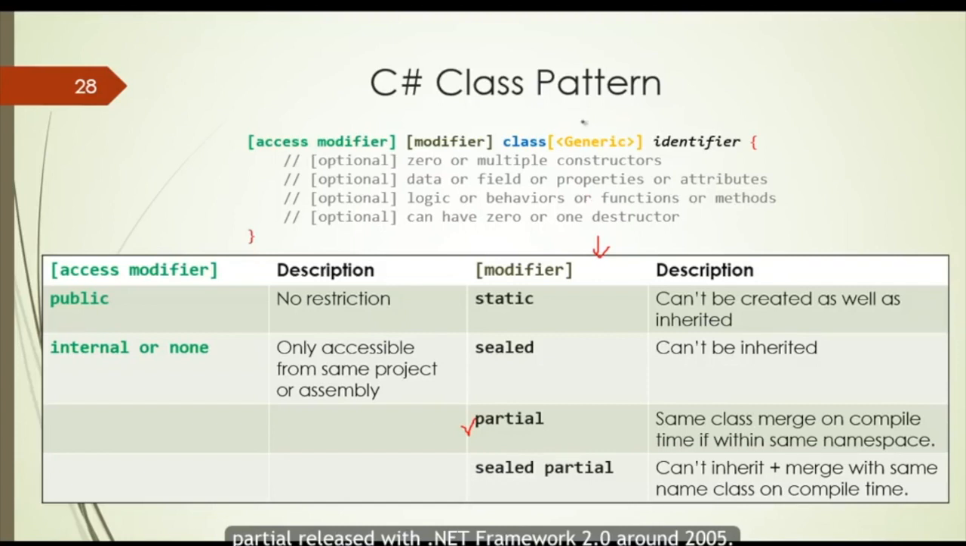What partial does is, if you have classes in the same namespace, at compile time they're just merged. If you go to MSDN, you'll see some excellent examples. I have some in my demo projects. Let's see some examples.